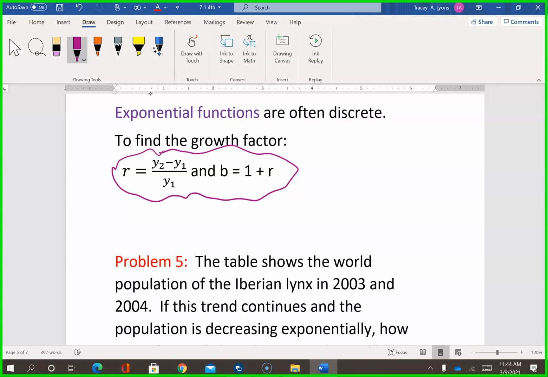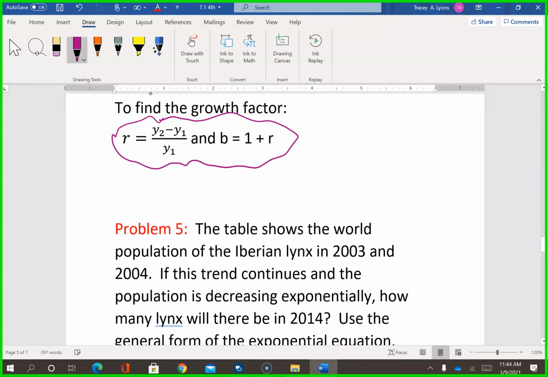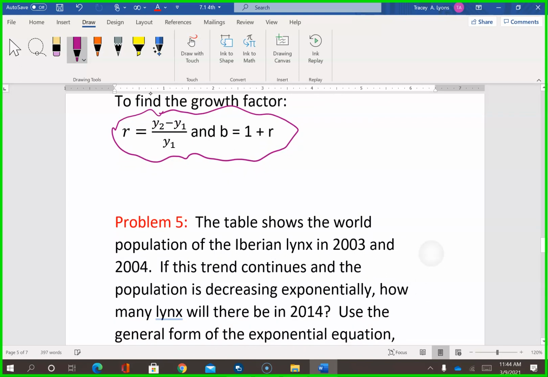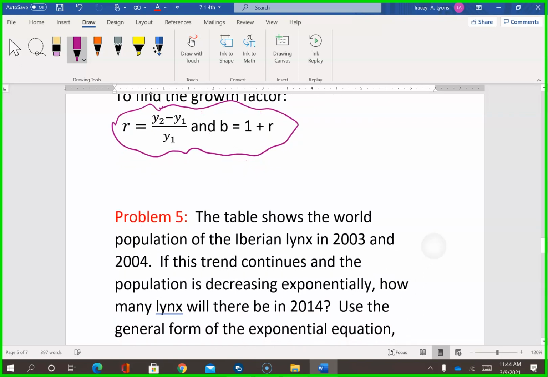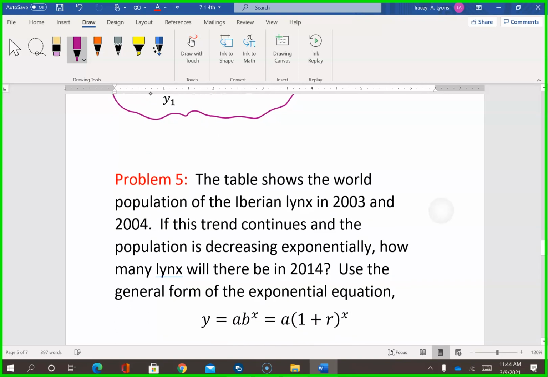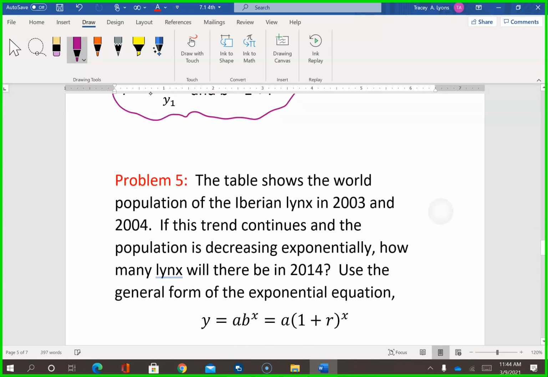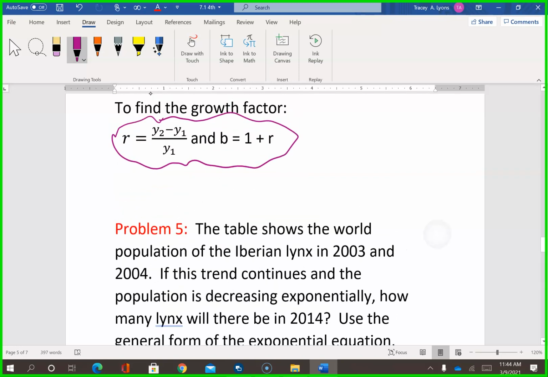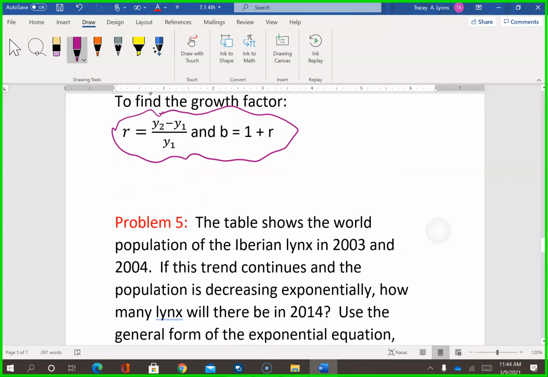So problem 5: the table shows the world population of the Iberian lynx in 2003 and 2004. If this trend continues and the population is decreasing exponentially, how many lynx will there be in 2014? Use the general form of this equation. So I have it all there. We have the formula already, so we're going to use it as we go. Okay, so keep an eye on that one right there.